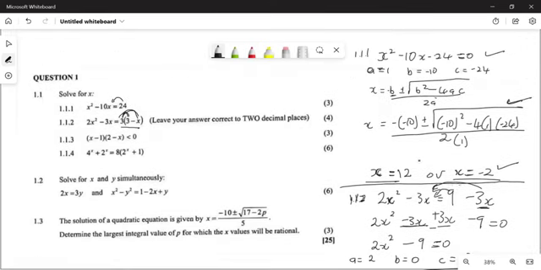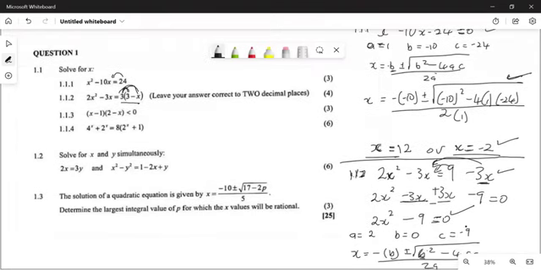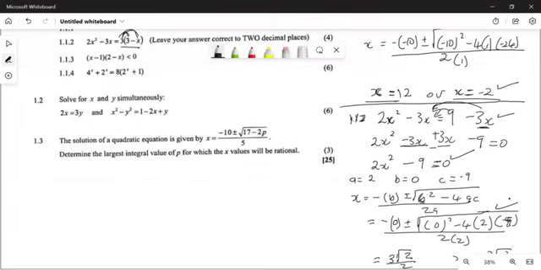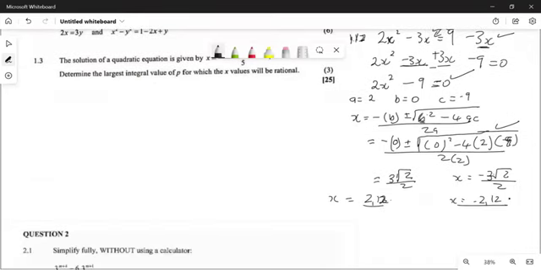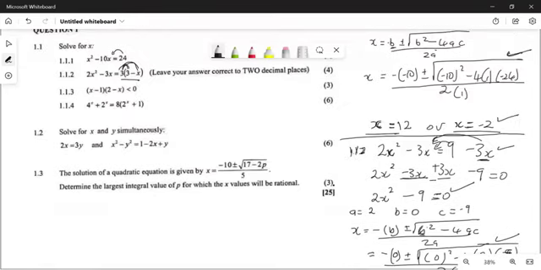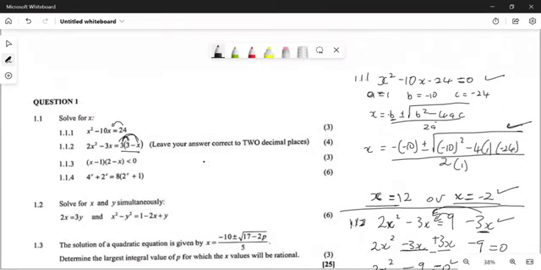And for this one, it was 4 marks again. You'll get 1 mark for factorising, 1 mark for standard form, 1 mark for substituting correctly, and 1 mark for both answers. Are we still fine? Let me see by the raise of hand if we are still fine, guys.